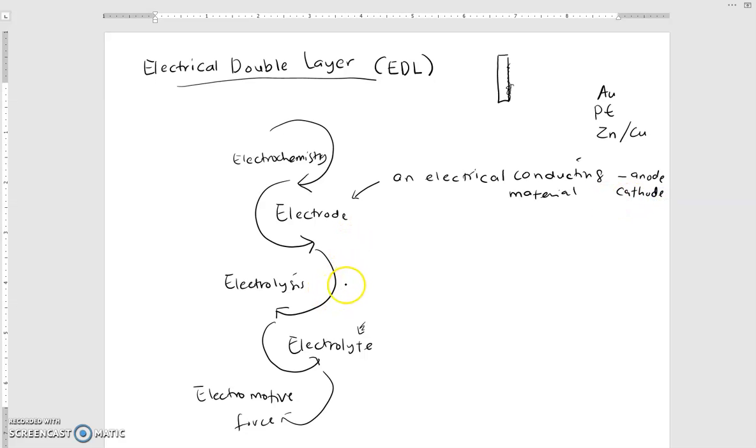Electrolysis is defined as the decomposition of a substance by means of electrical current. So the redox reaction is pushed to the non-spontaneous side.